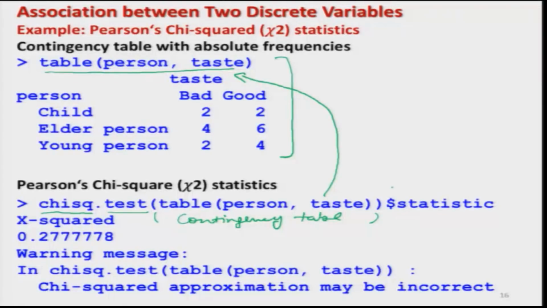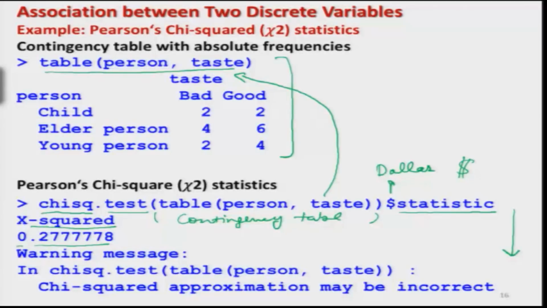After this I am using the dollar sign, which is on your keyboard, and after this I have to write statistic, and this will give you this outcome. The outcome shows the value of chi-squared, which is written here as x, because chi is a Greek letter. In R we cannot type the Greek letter. This value is coming out to be 0.277 and so on.